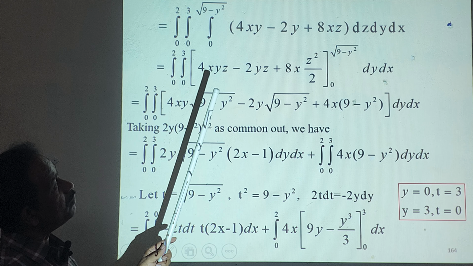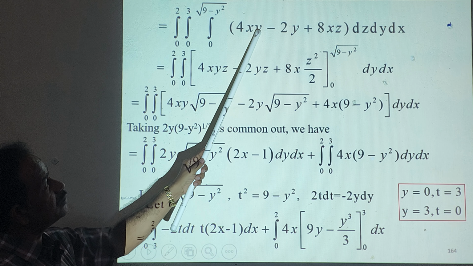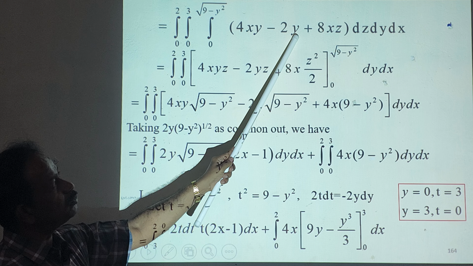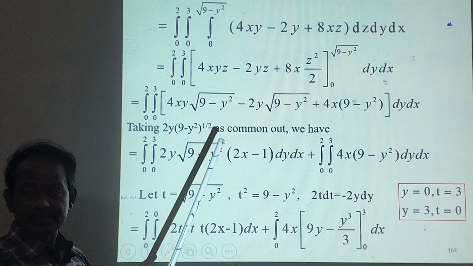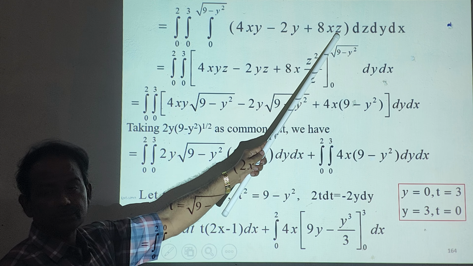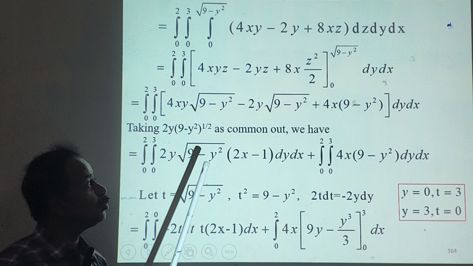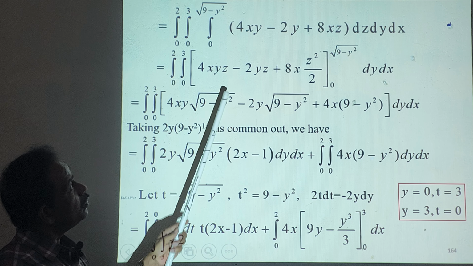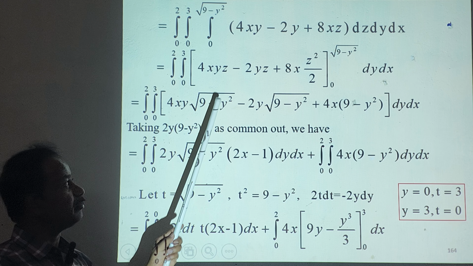First we will go for the first integral, dz. So this becomes 4xyz. This becomes minus 2yz. This becomes 8x z squared by 2. We are going to integrate with respect to z. So this becomes z, we have z squared by 2. The limit will be 0 to root of 9 minus y squared.